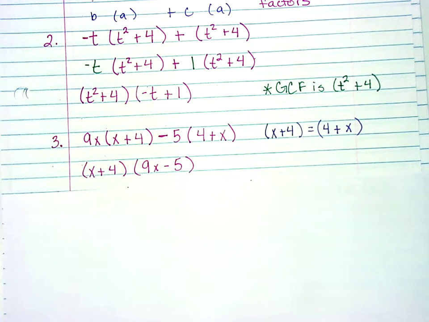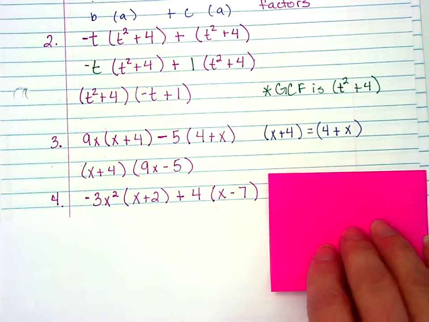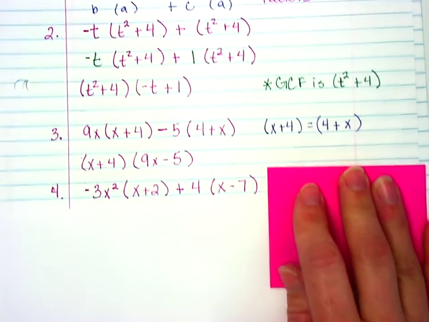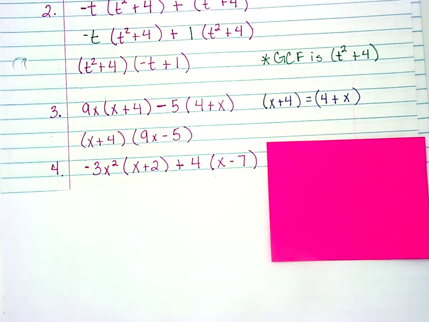Okay, last one on this section, and then we'll start moving through these a little bit faster. I have negative 3x squared inside parentheses x plus 2, and then I have 4, and inside the next set of parentheses x minus 7. Do you have a common binomial? No, you don't.